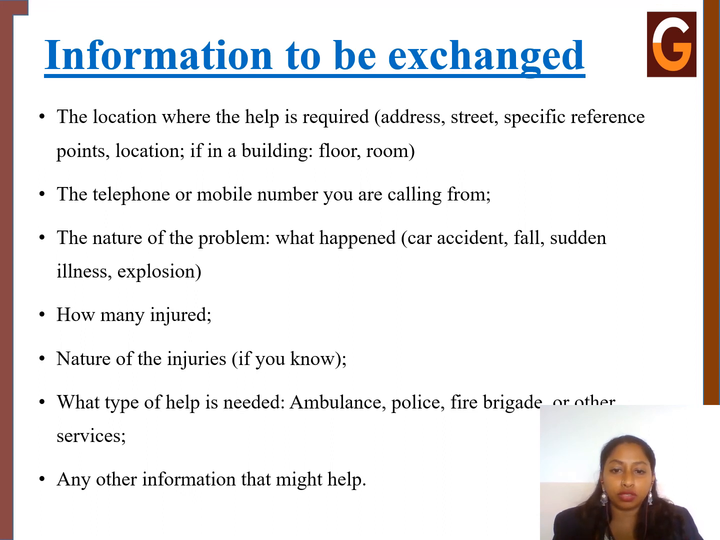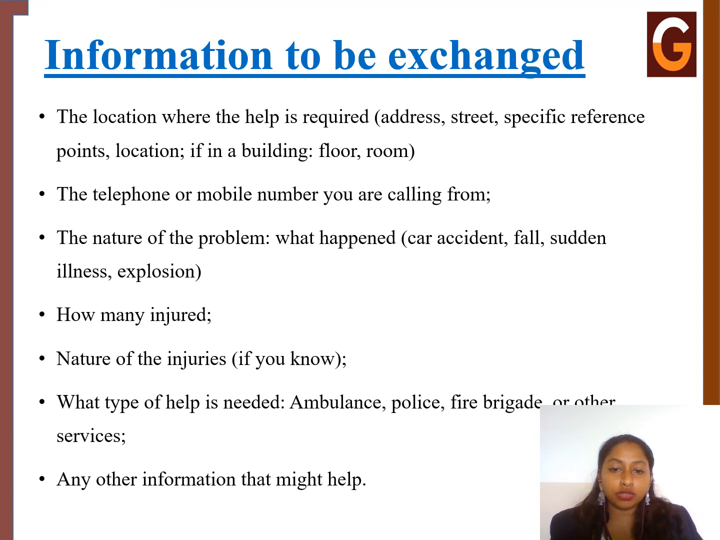So you need to keep all the information ready. What is the nature of the problem, whether it is a car accident, a fire, an explosion or multiple casualties? Everything has to be informed so that they will come fully prepared. How many people were injured, whether it is one, two or more than ten? What are the natures of the injuries?